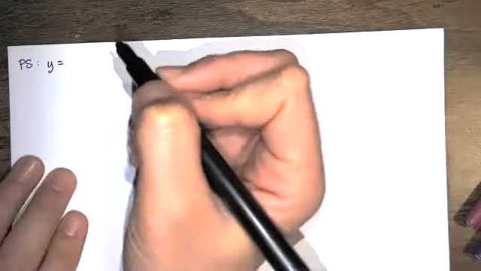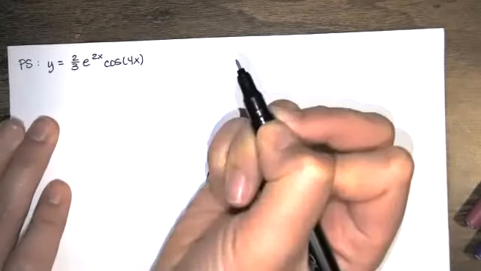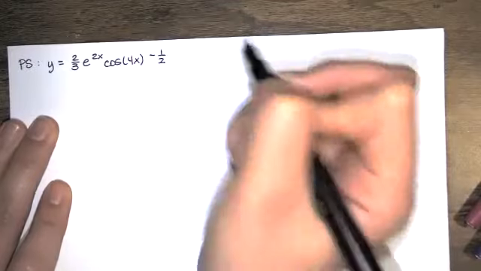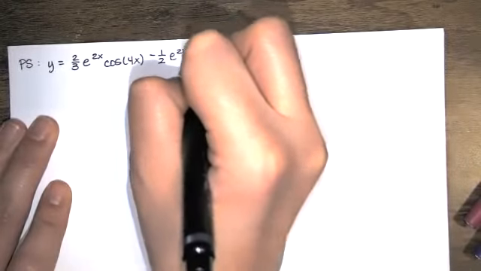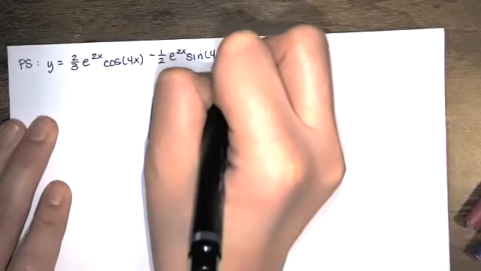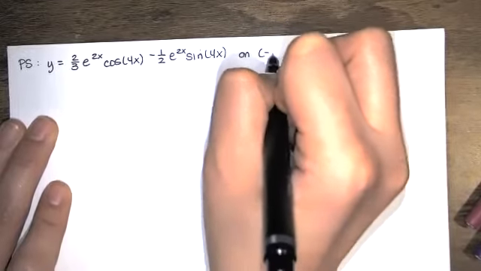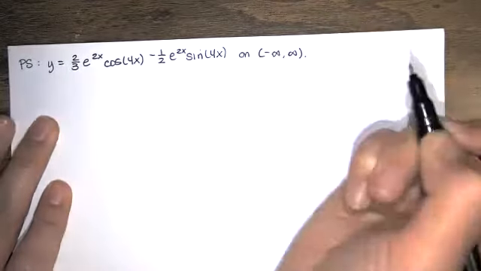So the particular solution is y equals C1, which we found to be 2/3, times e to the 2x times cosine of 4x, plus C2, which turned out to be negative 1/2, times e to the 2x sine of 4x. And that works on negative infinity to infinity.